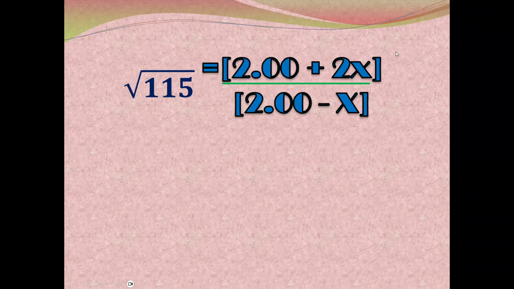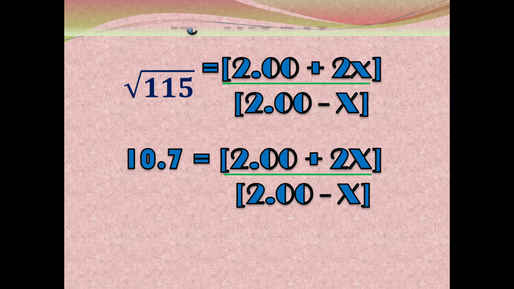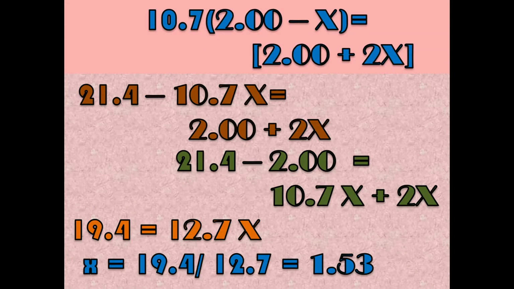So first thing I'm going to do is multiply both sides by 2 minus x. Then I'm going to carry the 10.7, distributing it across the 2 minus x. So I have 21.4 minus 10.7x equals 2 plus 2x. I'm going to move all the numbers to the left side, all the x values to the right. So I have 21.4 minus 2x minus 2 equals 10.7x plus 2x.